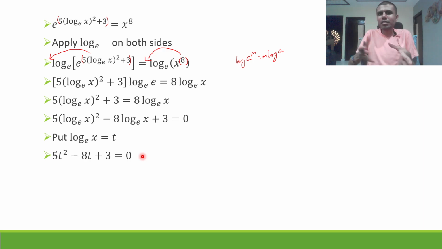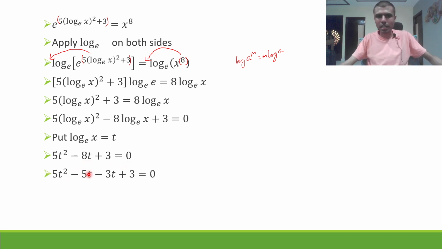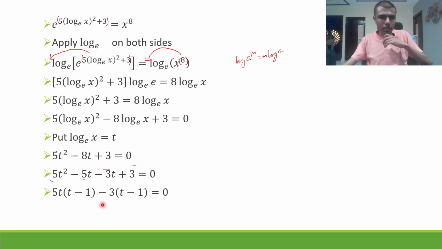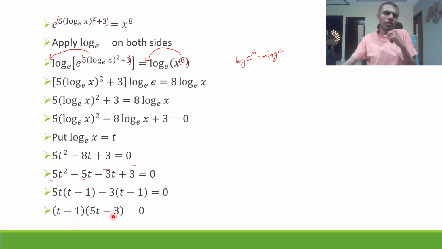So it's not easy to guess it all the time. I already knew the answer, so I told you that it looks like a quadratic equation. But yes, now here is where you have to find the roots. You can use the simple factorization method. This you can write as minus 5t minus 3t. In the first two terms, you can take 5t common. In the next two terms, you can take minus 3 common. So this is what you'll get. Again, take t minus 1 common, so I'll get t minus 1 into 5t minus 3 equal to 0.